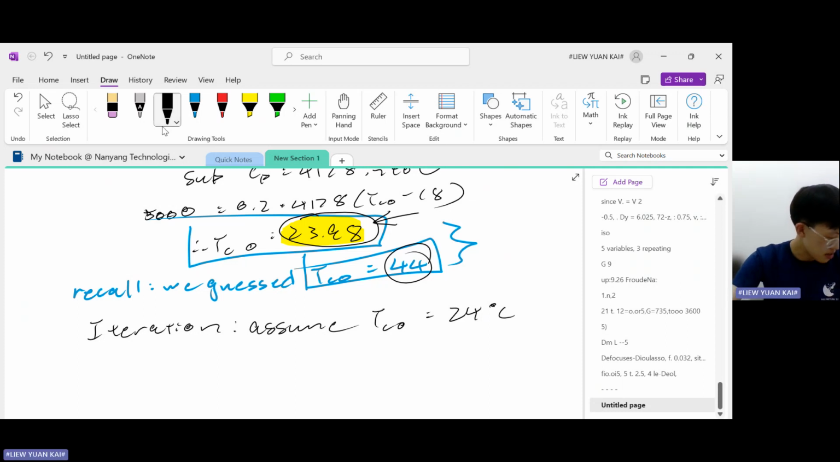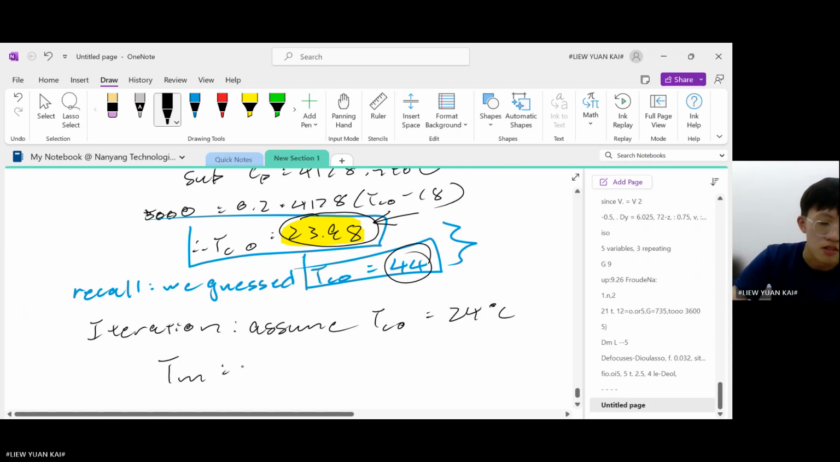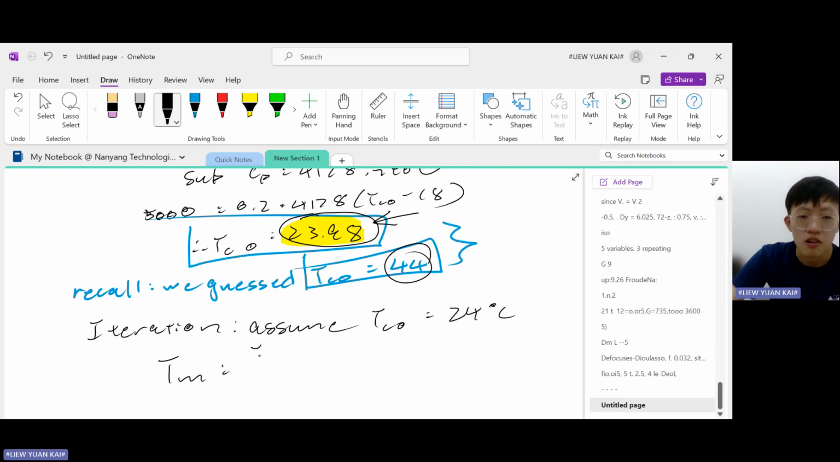If we assume it is 24 degrees Celsius, then you need to calculate the new mean temperature. Essentially, we're doing the whole process again. The new mean temperature is (TCO plus TCI) divided by 2. Your TCO is now 24, so 24 plus 18 divided by 2 is equal to 21 degrees Celsius, which, if you want to round it off, is close to 20 degrees Celsius.